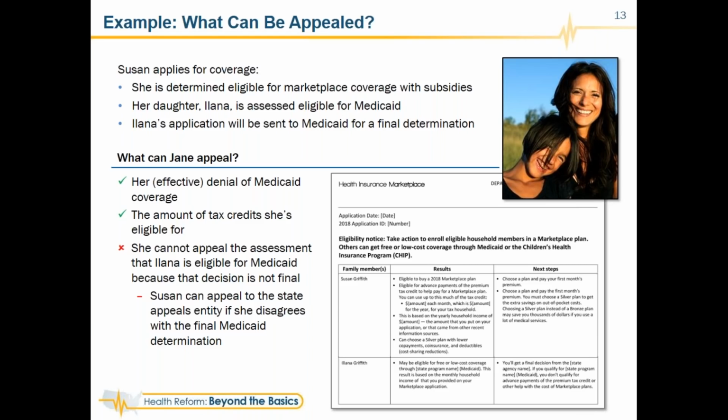She also could appeal the amount of tax credits that she received. So if she thinks that based on her knowledge or talking with an assister that she should have received maybe more tax credits than she got, that's something else she can appeal. She can't appeal the assessment that Alana is eligible for Medicaid until that determination is final. So she's going to have to wait until the state Medicaid agency sends her information about whether Alana is or is not eligible for Medicaid. And at that point, she can appeal that decision.